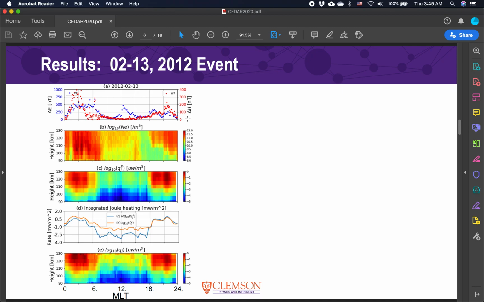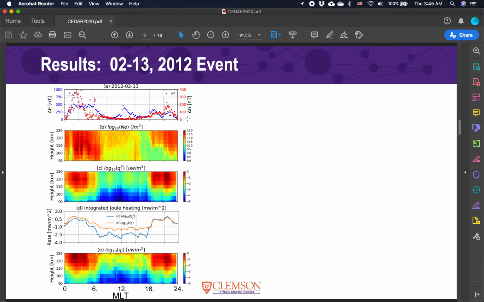Then the third and the bottom panels show the local and total Joule heating. The fourth panel shows the integrated Joule heating rates. Let's first see the result in the integrated Joule heating. We see that during the daytime, local and total Joule heating are both very weak, and total Joule heating is much larger than the local Joule heating.